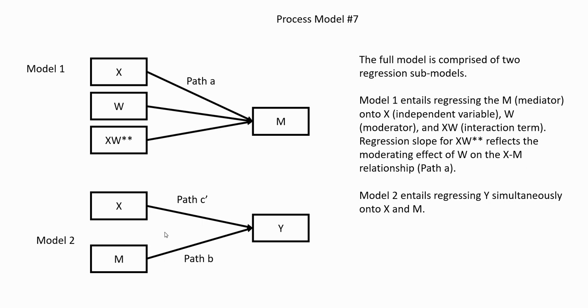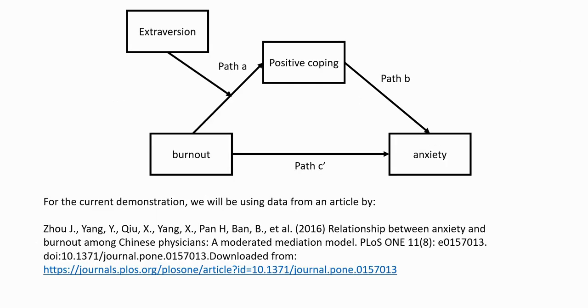Now let's consider our example. We are going to be using data from an article by Zhou et al. from 2016, called Relationship Between Anxiety and Burnout Among Chinese Physicians: A Moderated Mediation Model. We are basically going to be using the data, but this is not the model that they tested in that article. Also, the scoring on the variables is a bit different from what they used in their article.